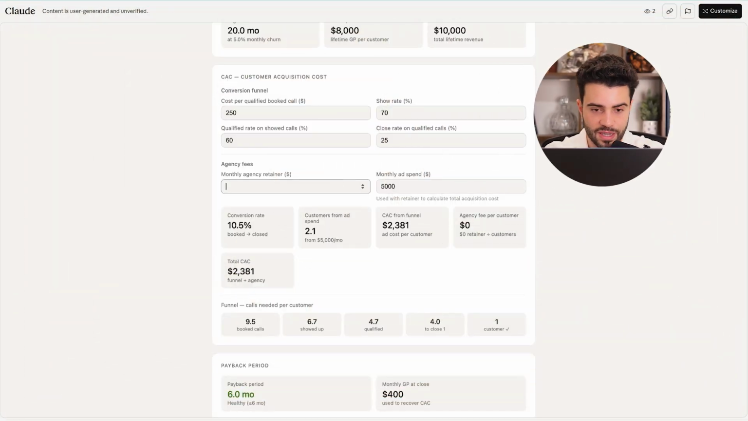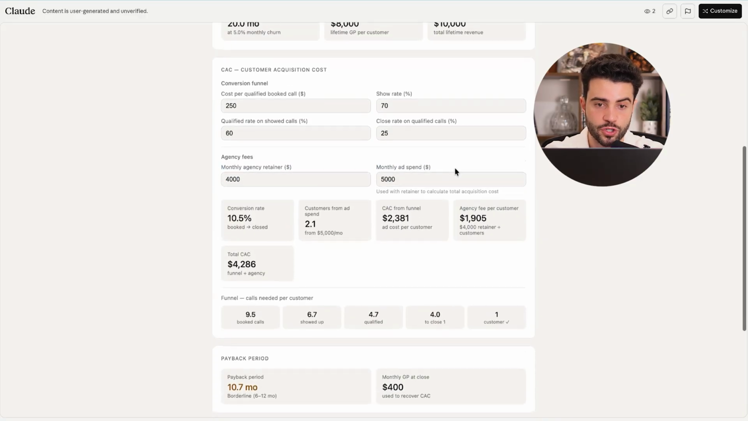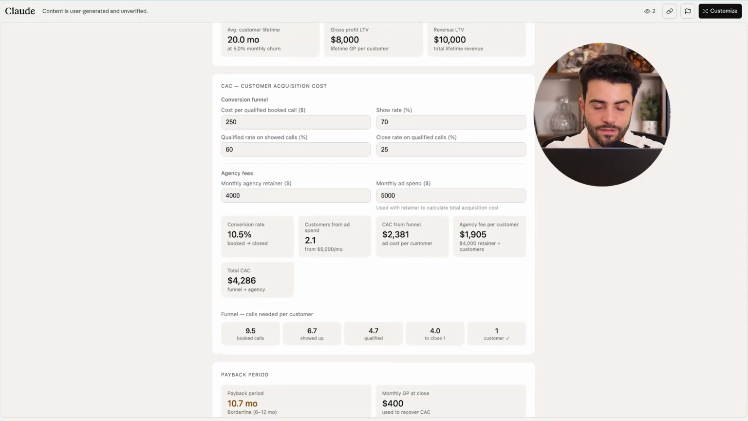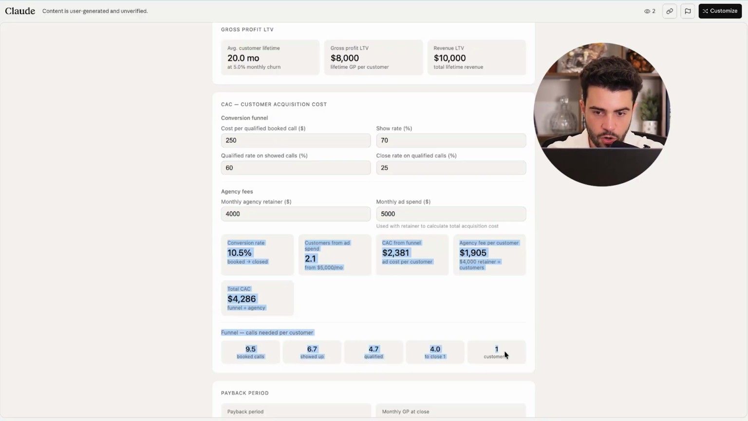So for example, let's say you're paying an agency $4,000 a month, and your monthly ad spend will also contribute to your overall CAC, if that makes sense. Because if you spend more on monthly ad spend, you can actually bring down your overall cost per call, and that will lower your CAC essentially. So let's say for the sake of this example, let's just put monthly ad spend at $5,000. And now these are the metrics that we have here.